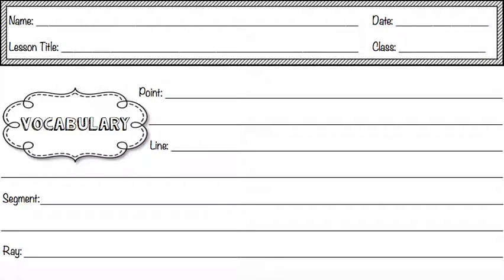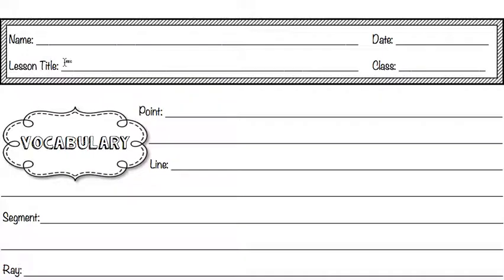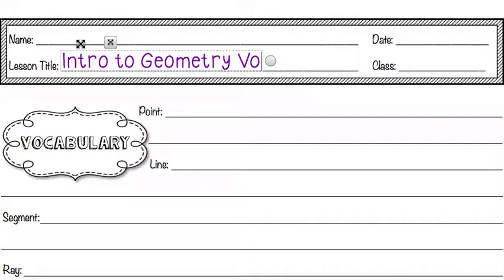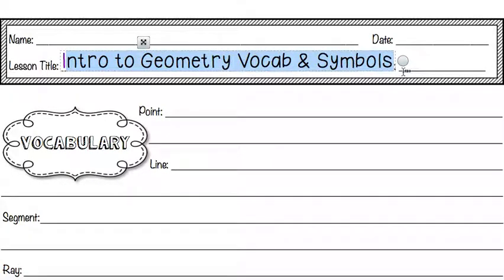So let's start with the title of our lesson, which is Intro to Geometry, Vocabulary, and Symbols. And we're going to start with some vocabulary. We're going to start with point.